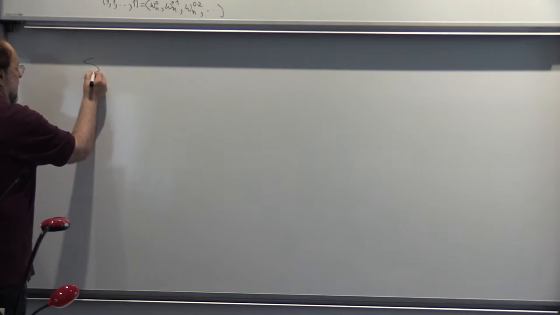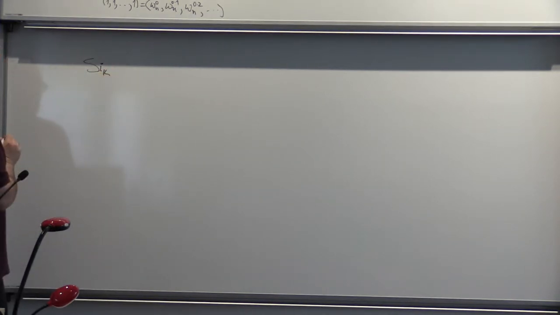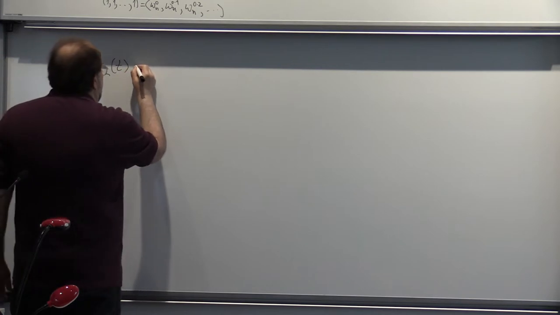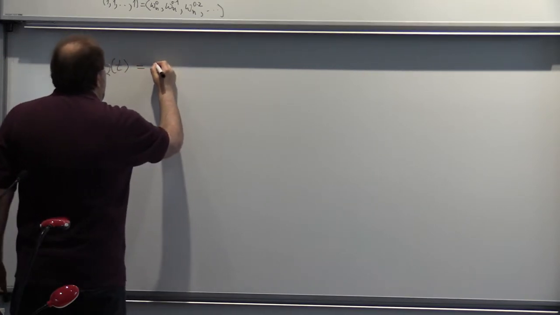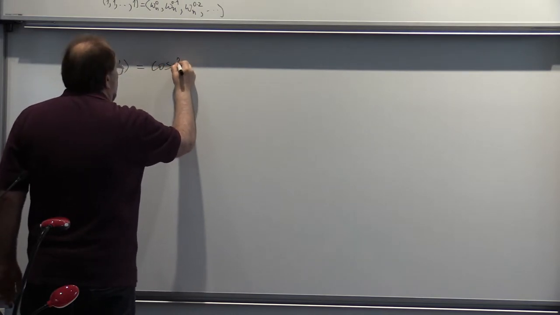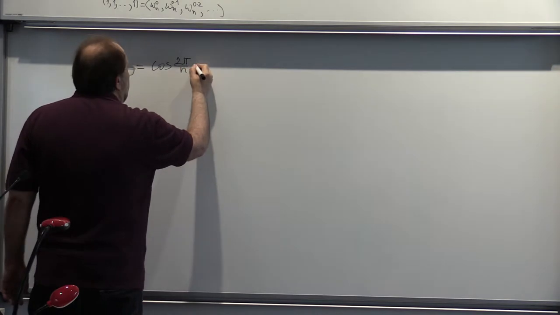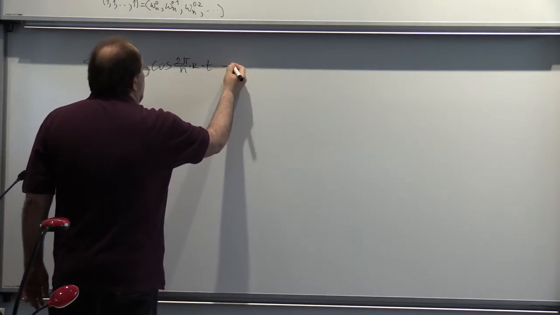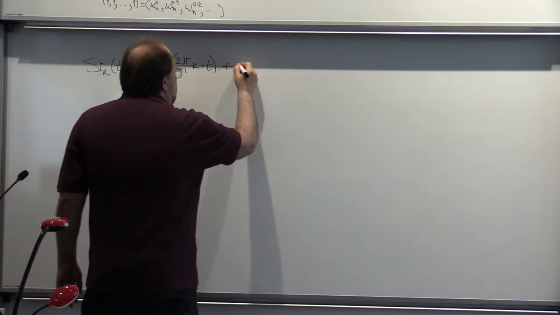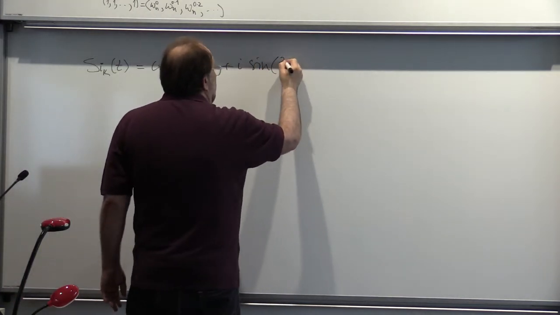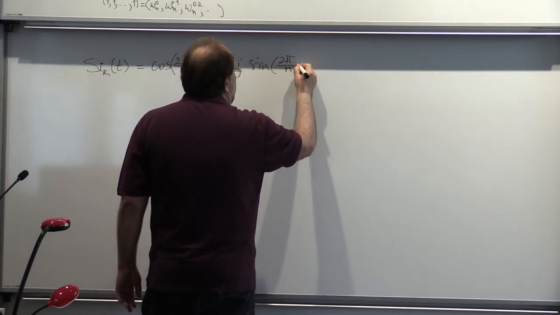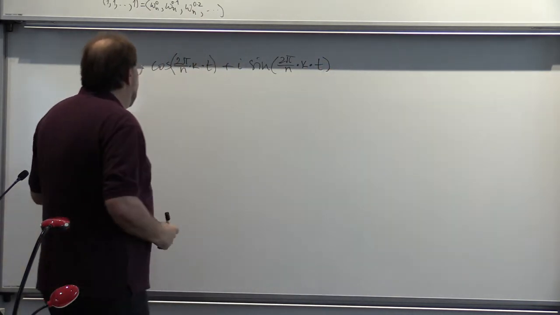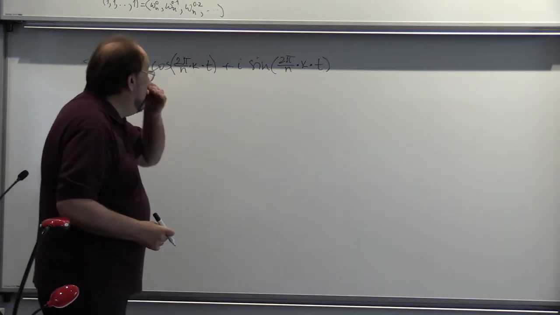If we introduce the kth complex exponential of a time variable t as the following: cosine 2 pi divided by n times k times t, plus i times sine 2 pi divided by n times k times t, right? These are called complex sinusoids, right?